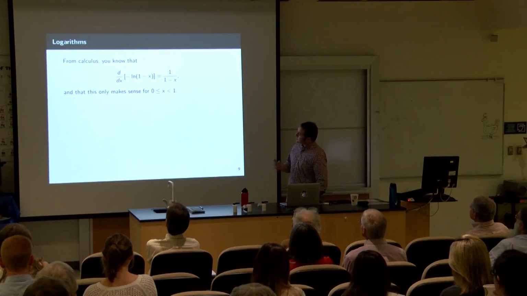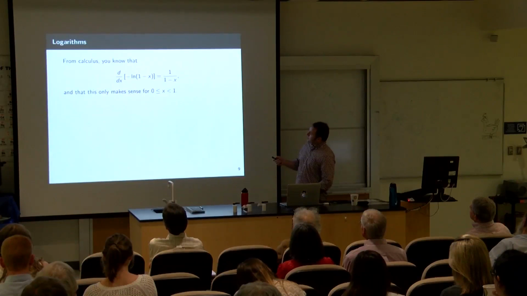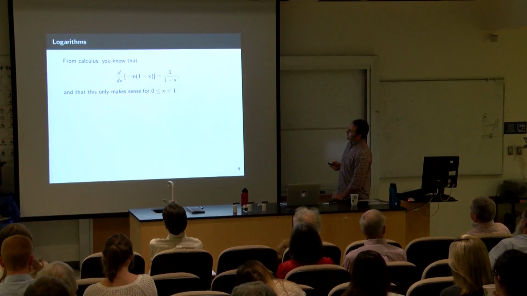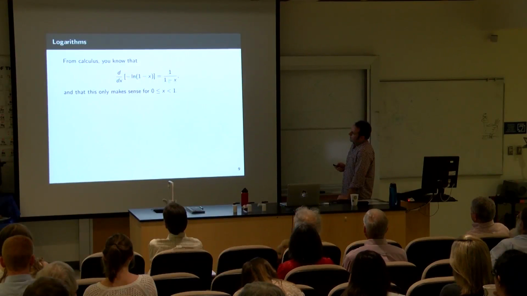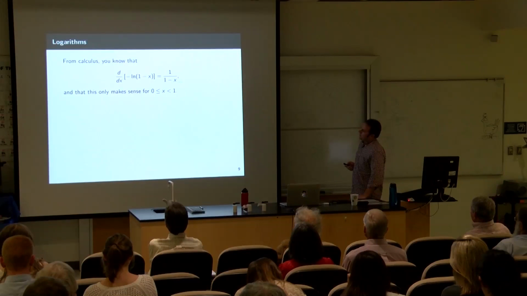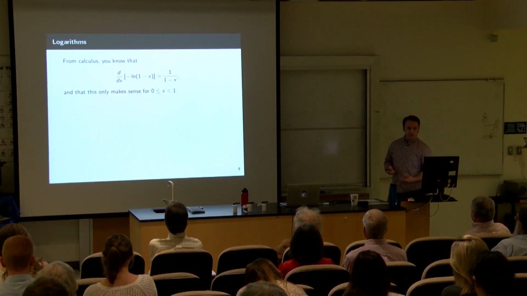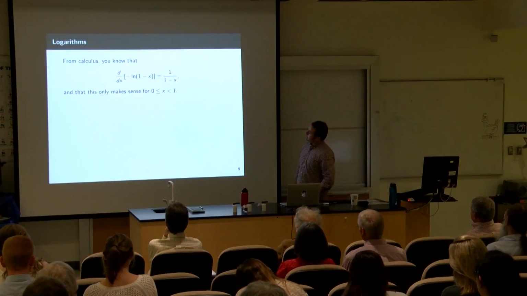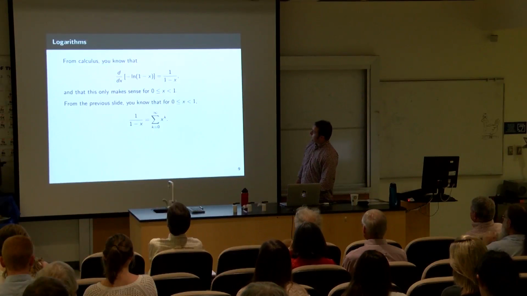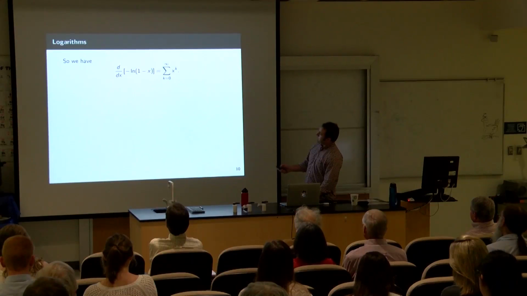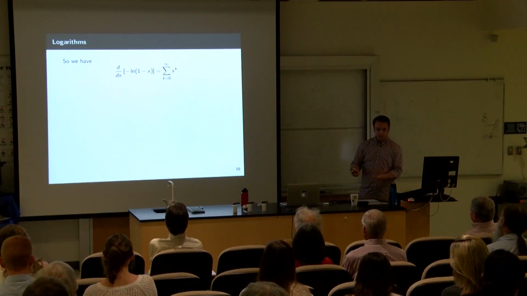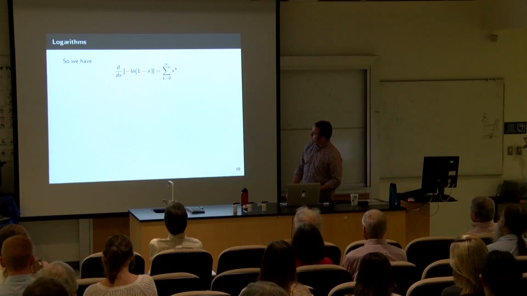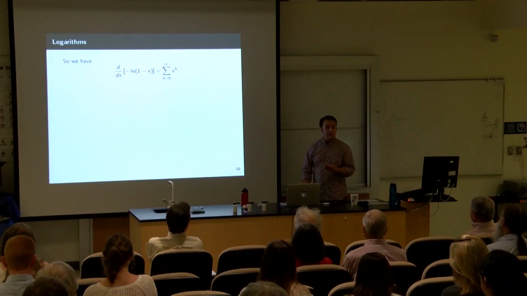Okay, well, let's see an example. Logarithms. Well, you know from calculus that the derivative of this is 1 over 1 minus x. I'd have to think about it for a second because you have this negative sign, but the negative signs cancel and you get 1 over 1 minus x. Okay? Now, we know something about this. We've seen this. That is the formula for the geometric series, right? So what you're really saying here is that the derivative of this expression with the natural log is actually equal to this geometric series.